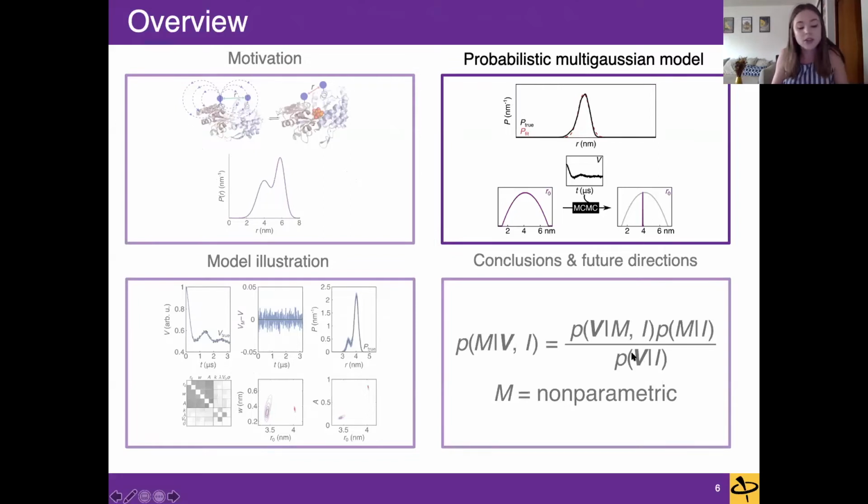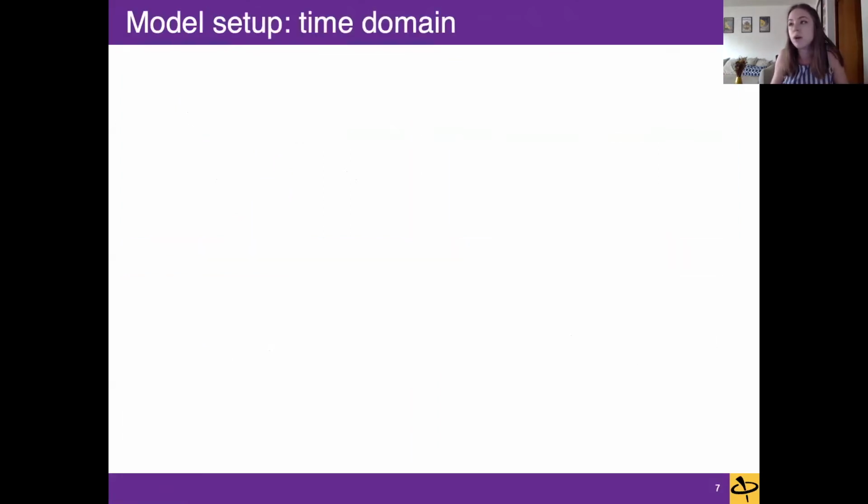So now how have we actually set up this probabilistic multi-Gaussian model, beginning with the time domain. As this is a parametric model, we must define a set of parameters theta. Starting with our traditional DEER equation, we have V_M, which is our noise-free model time signal, which is a product of three components: the maximum signal amplitude, the signal from the intramolecular coupling, sometimes known as the foreground, and the signal from the intermolecular coupling, which is often referred to as the background.